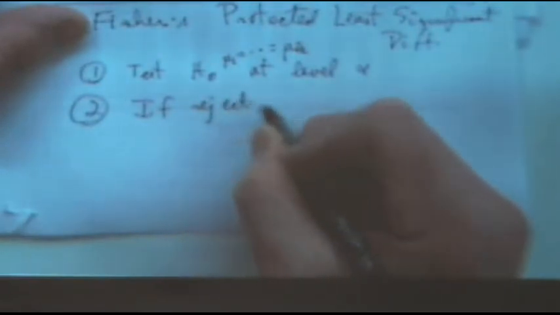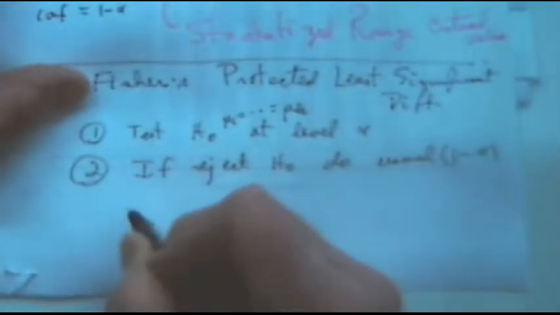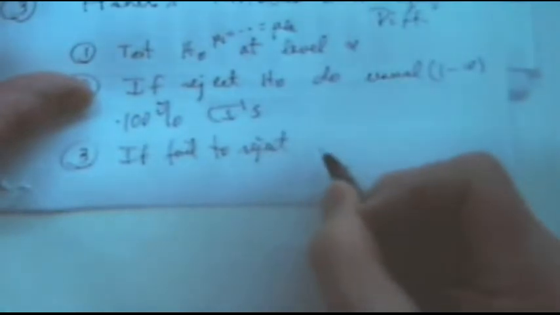Fisher's protected least significant difference. It consists of two pieces. Test H naught, and if we reject H naught, this is the overall test. If we reject H naught, just do the usual constants.